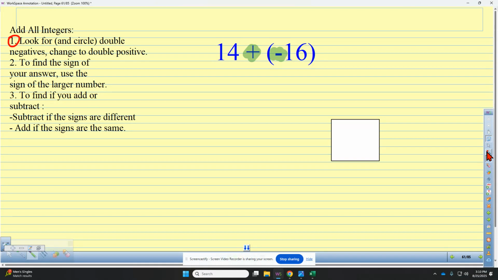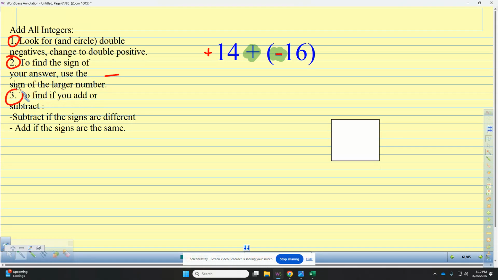Then we go to step 2. Find the sign of your answer. Use the sign of the larger number. So we're looking at the signs here. Here we don't see anything, so that makes it a positive. Here we have a negative. So what do we have more of? More positives or more negatives? Well, we have more negatives. So that tells us that our answer is going to be a negative. So please make sure to write that down.